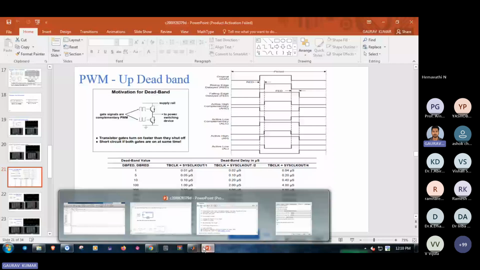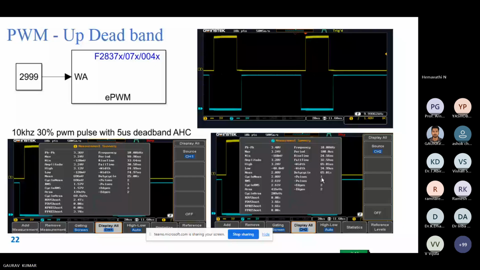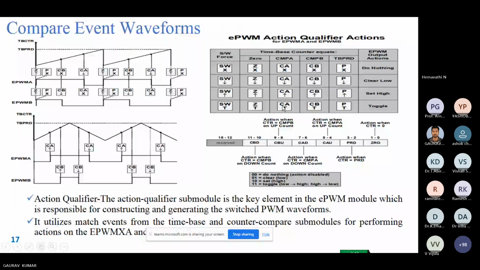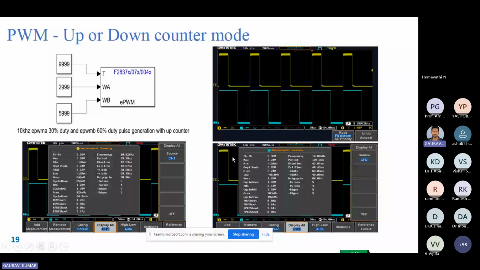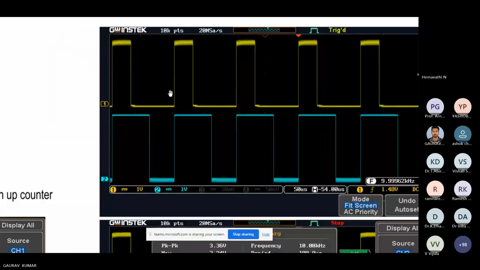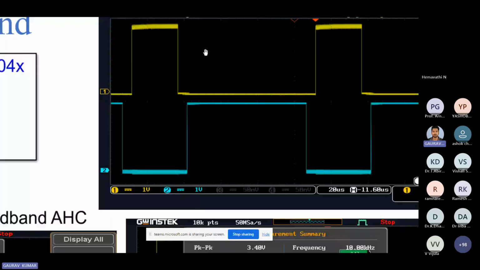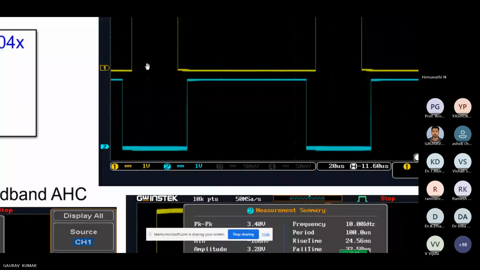So here I have taken some output also. You can see this is the active high complementary pulses and this is the lowest pulses. Previously it was 30% duty cycle. So you can see it is now 25% duty.